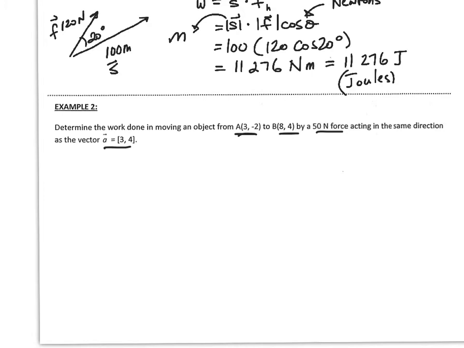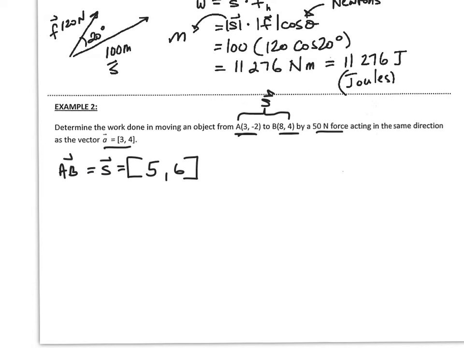Okay, so determine the work done in moving an object from A to B. So this in here, this is defining our S, because we're moving from A to B. So we want to find this vector AB. And again, we do that. That will give us our S in this case, our displacement. And we're going 8 minus 3, so the 5, and the 4 minus the negative 2. So be careful with those negatives again. And we get 5, 6 for our displacement.